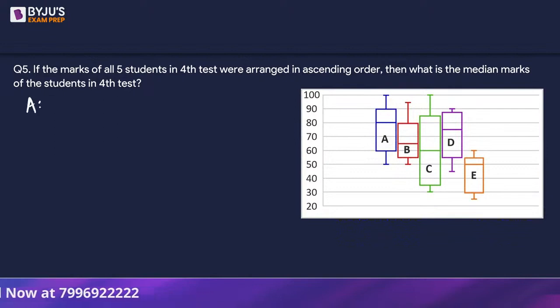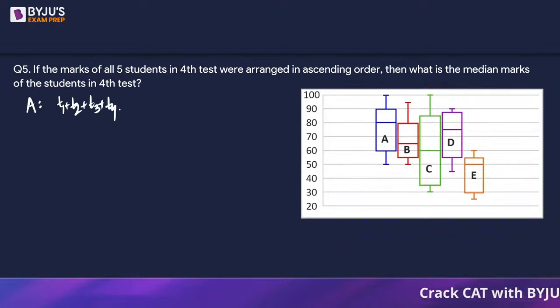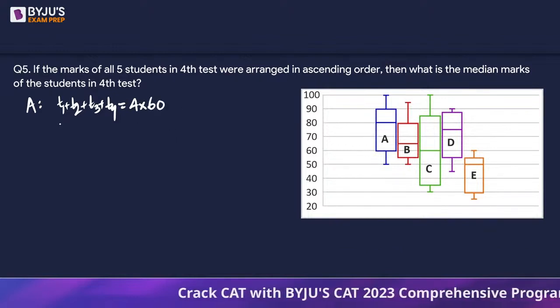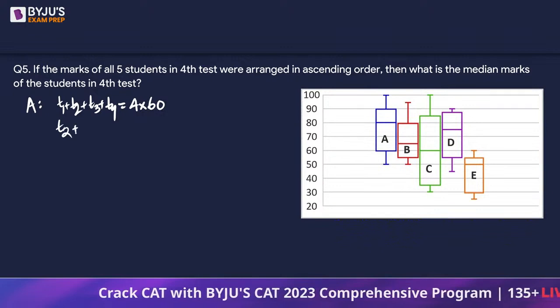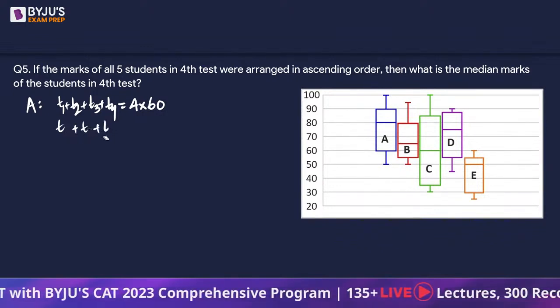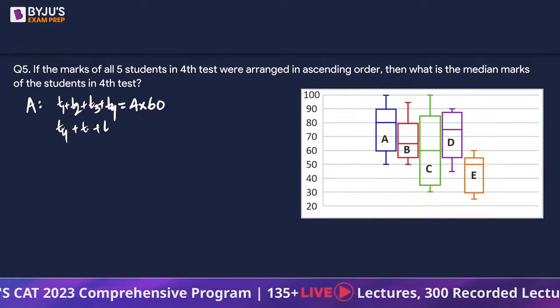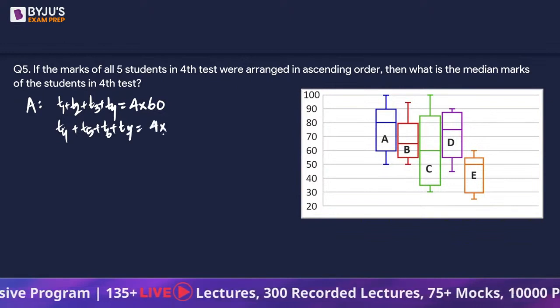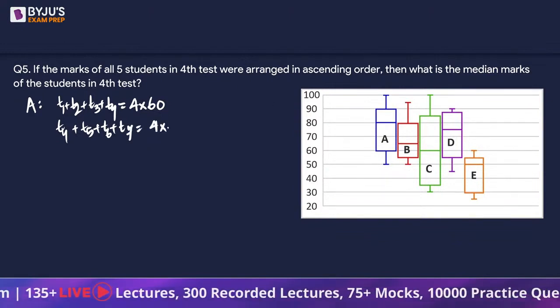ठीक है. If you talk about this student A, can we say the sum of the first 4, that is T1 plus T2 plus T3 plus T4, will be equal to 4 times the bottom number, which is 60. Similarly, can we say T4 plus T5 plus T6 plus T7? Last 4 tests का average अगर 90 है तो उसका sum 4 into 90 है.